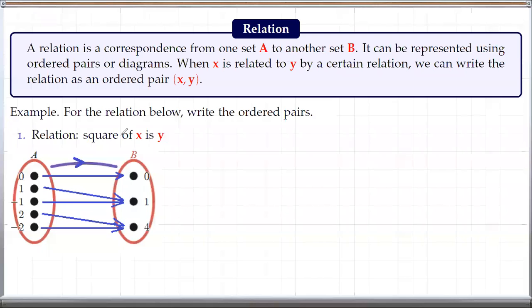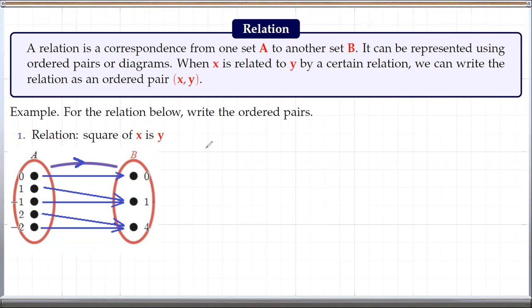All right, so here we are given a relation from A to B. The relation is square of X is Y. So you see 0 is being mapped to 0 because square of 0 is 0. 1 is being mapped to 1 because square of 1 is 1. Negative 1 is being mapped to 1 because square of negative 1 is also 1. And the same thing with 2 and negative 2. They both are being mapped to 4 because square of those is 4.